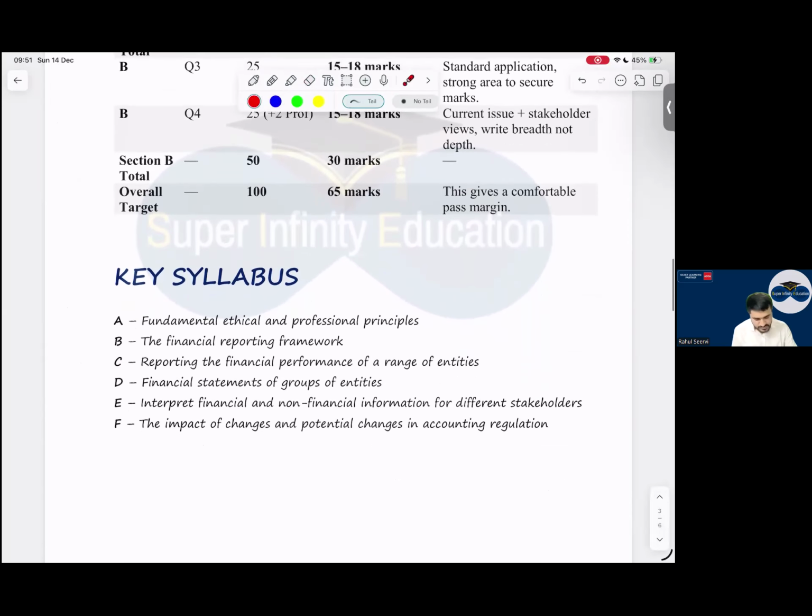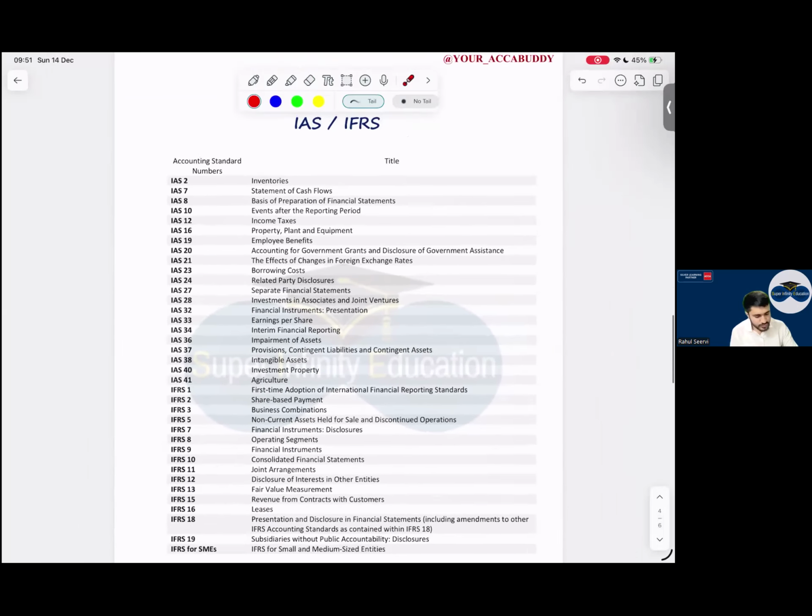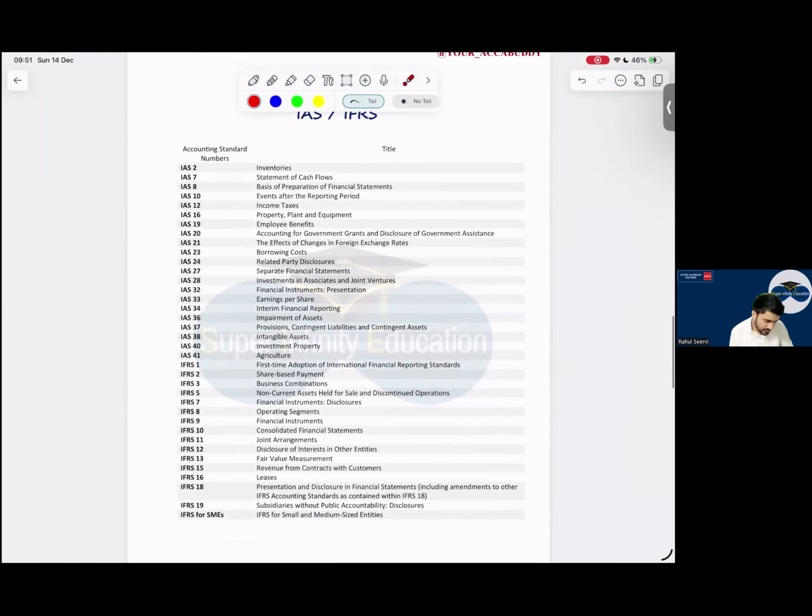Yes, sir. So this is the syllabus area. We'll not discuss this as we move forward. These are the standards which we'll be learning, your IAS and IFRS. Sir, there are so many. Right now I'll not discuss what this is. I hope everyone knows the difference between your IAS and IFRS. What is IAS? First tell me, at least tell me this.